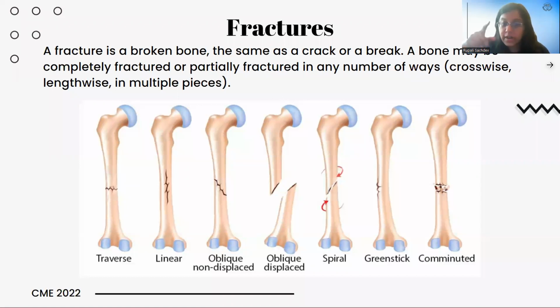So if it's a transverse fracture, if it's a linear fracture, if it's oblique, non-displaced, oblique and displaced. So displaced basically means that the fracture parts have moved from its normal anatomy. Spiral fracture, where it's spiral across the bone, and greenstick, where only a part of the bone is involved and it's not a complete fracture throughout. Comminuted, again, very commonly seen in road traffic accidents and crush injuries, where the bones are broken into tinier pieces.